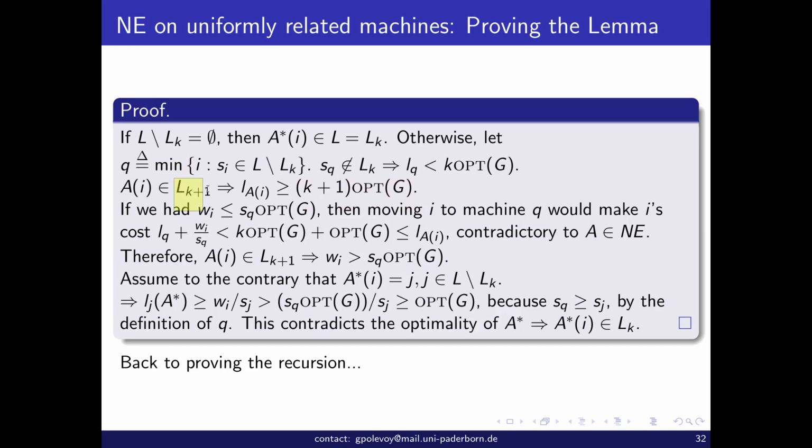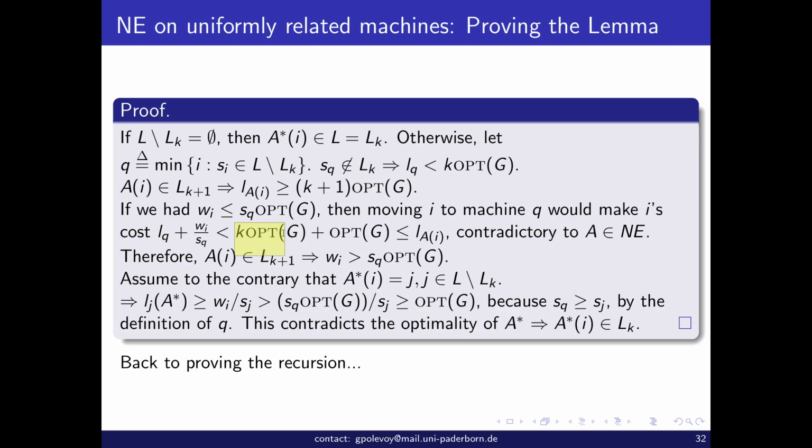And now, notice, if Wi were at most SQ times optimum, where Wi is the weight of I, the size of this task, and SQ is the speed of Q, then if this weight were so small relative to the speed of Q, we would be able to improve by moving I to the machine Q. Because then the cost of I would be the current cost of Q times Wi divided by the speed of Q. What would that be?